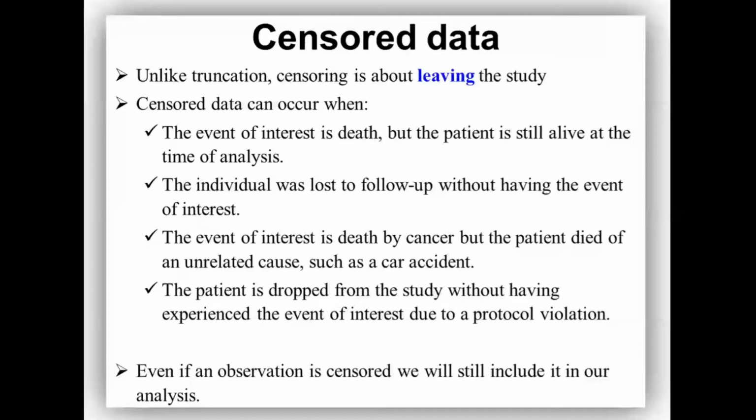Censored data can occur when the event of interest is death, but the patient is still alive at the time of the analysis. Or the individual was lost to follow-up without having the event of interest. Or the event of interest is death by cancer, but the patient died of unrelated causes. That's what we call competing risk. Or the patient is dropped from the study without having experienced the event of interest due to a protocol violation. So all these phenomena can be reasons for censoring.